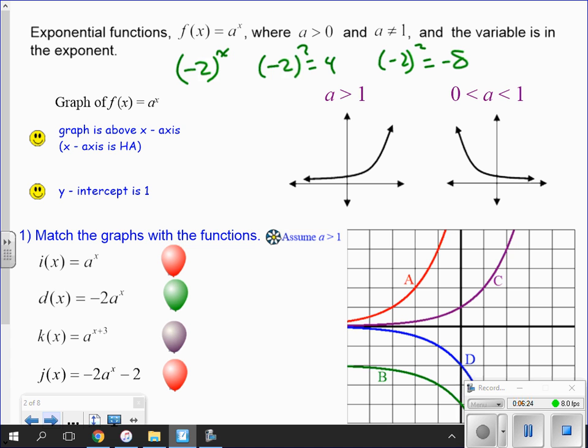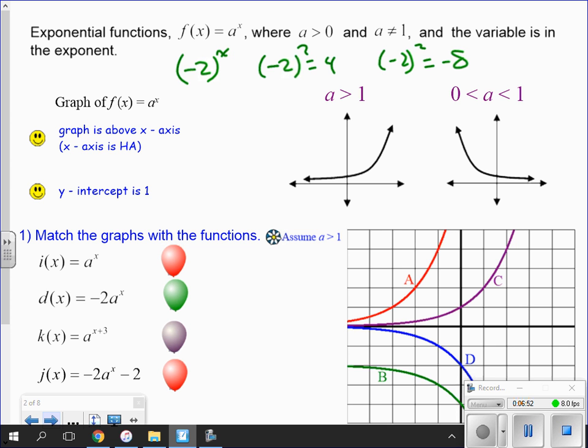And your y-intercept is 1. So your basic function, your basic a to the x, all by itself, is above the x-axis, and it goes through the point 0, 1. They can be moved, just like anything else can be moved. Okay. Now, if your base is greater than 1, it rises going left to right.